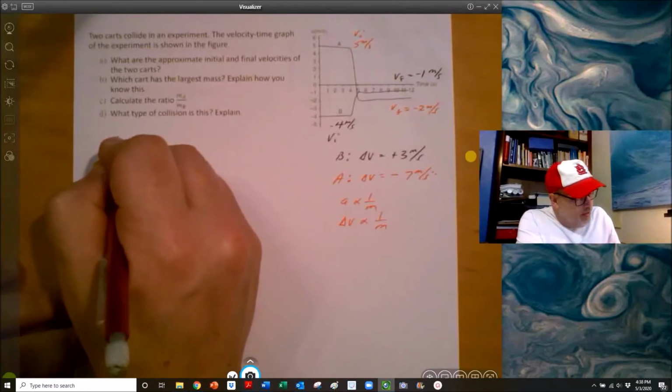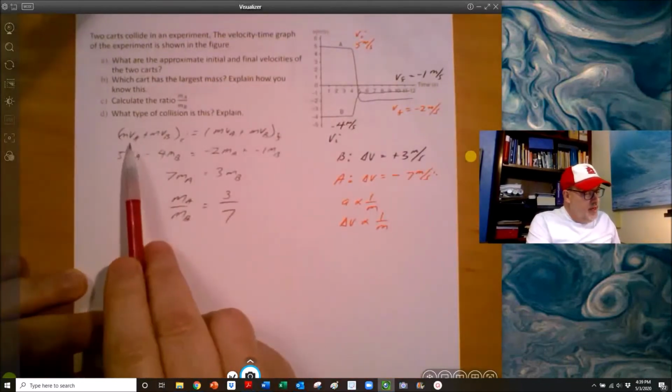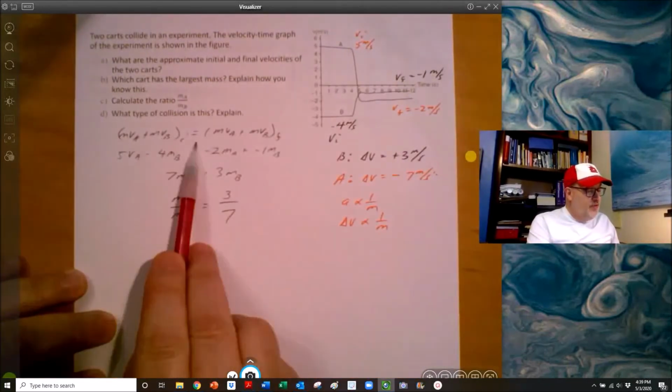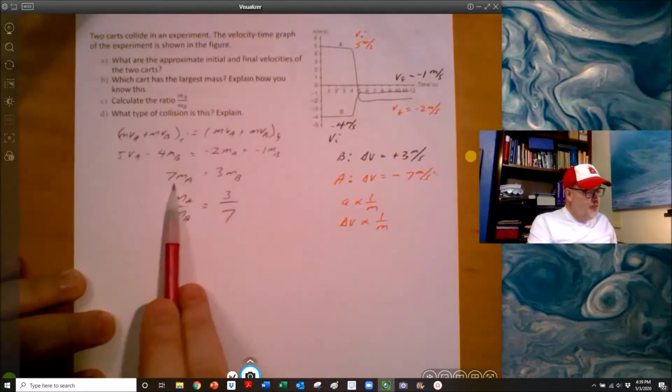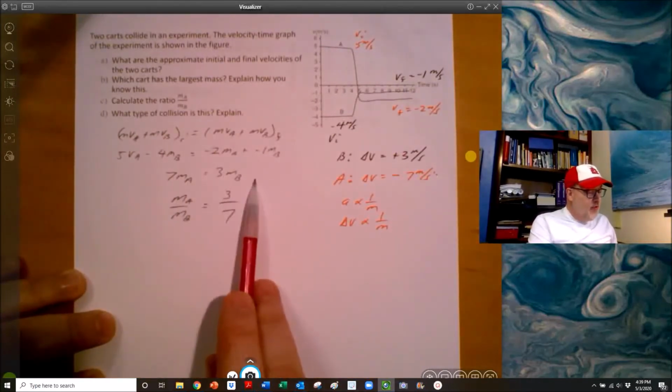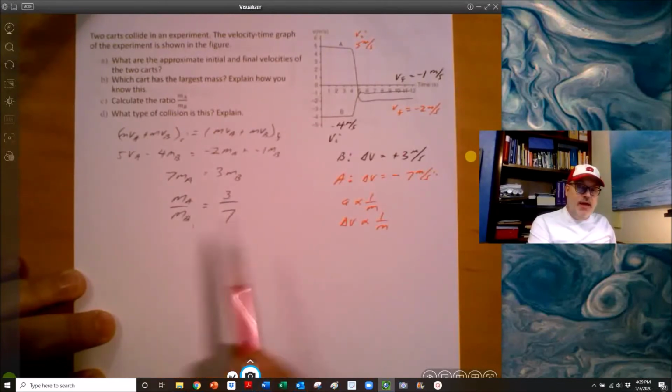Let's do it with momentum. Okay, I just wrote all this stuff out for you. Conservation of momentum: mv for both of them initially, and mv for both of them final. I plugged in the velocities for each one. I grouped my mass A on the left and mass B on the right, and then I solved for the ratio mA over mB, and I get 3/7.